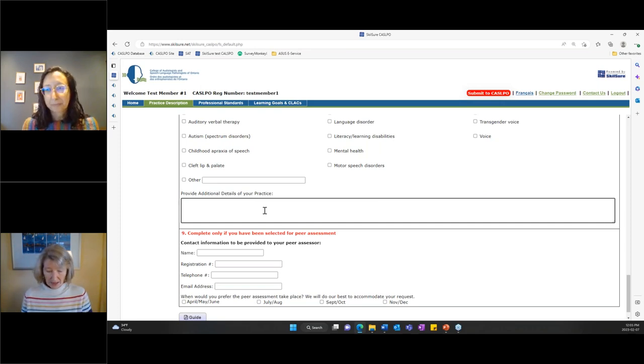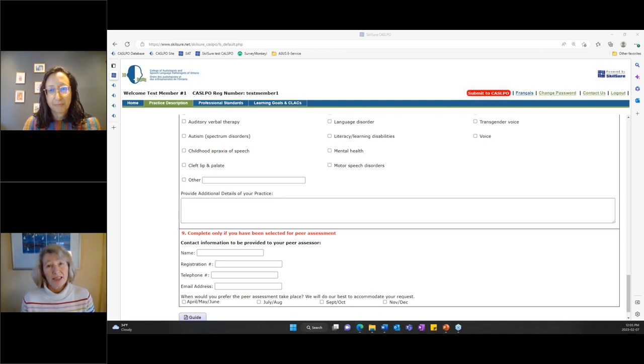And finally, on this practice description section, there's number 9, and please complete this section, because this is how the peer assessor is going to reach out to you. They need to know your name, registration number. Actually, that can be helpful because all of our registration numbers and names are listed on our public register. So if they want to get a quick idea of your practice location, what age groups you work with, that will help them find that as well.